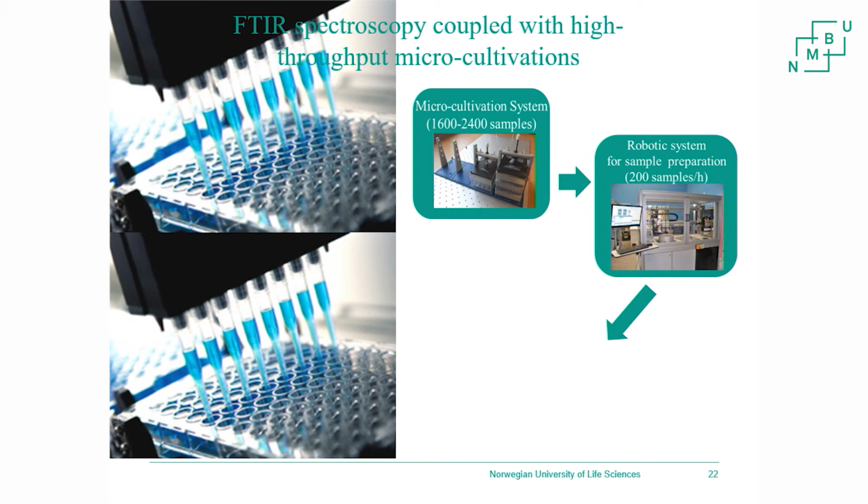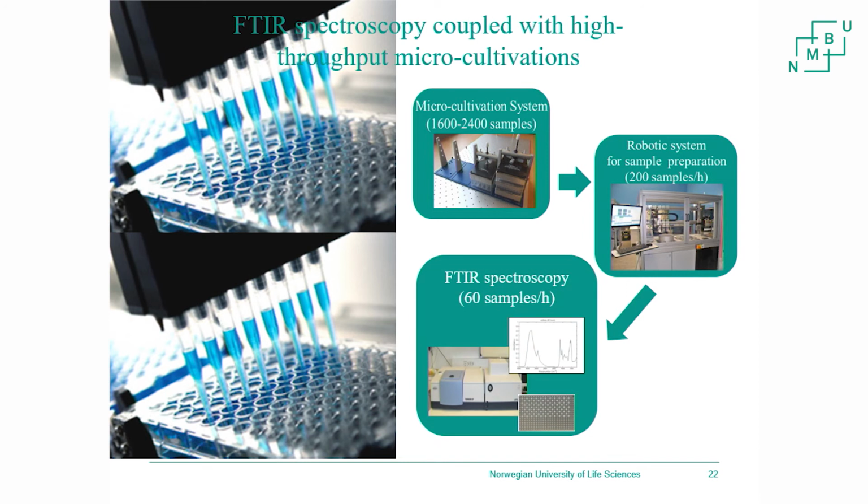Then we need to prepare samples for the FTIR spectroscopy. Basically we need to wash cells from the cultivation media. And here there is a possibility to use a robotic system for sample preparation. We have such a system in our lab. The system is very robust, doing cell washing and also spotting samples on the FTIR plate. It is able to handle about 200 samples per hour. After samples are dried on the FTIR plate, we measure in FTIR. The throughput of the FTIR is about 60 samples per hour.